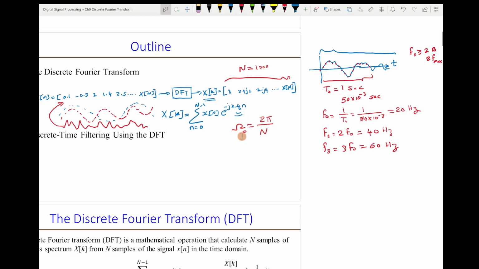So how do we relate this omega 0 to the analog frequency that we are familiar with, either 20 hertz or in radians per second, like this one? So what's the relationship between these two?